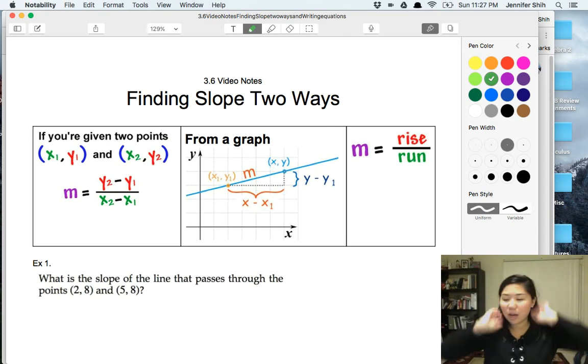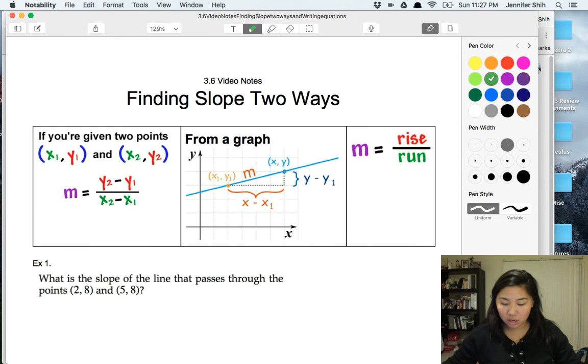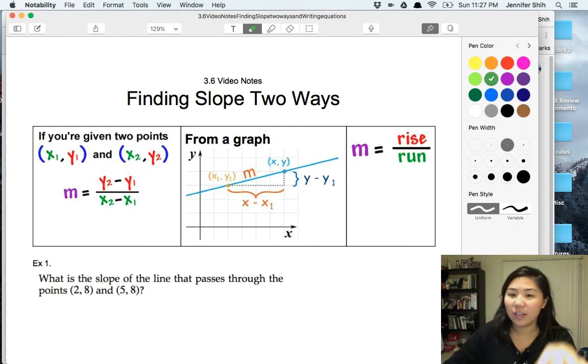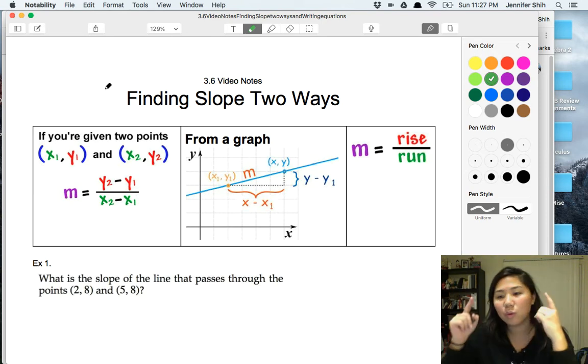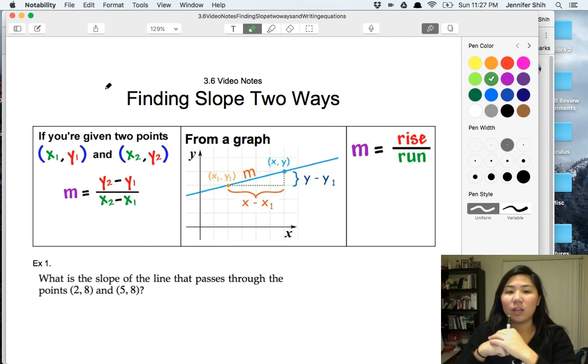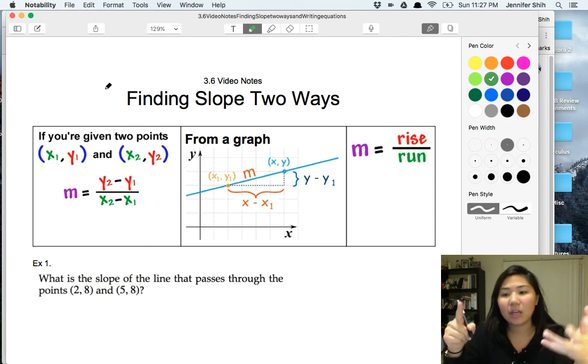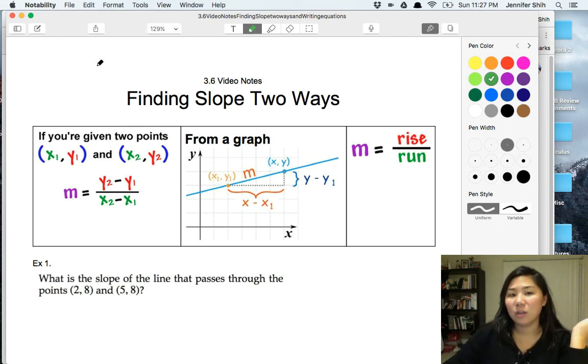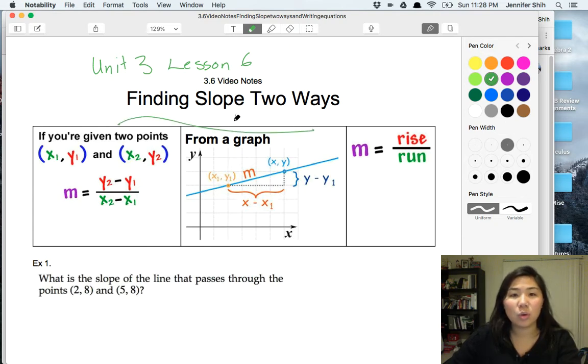Hello, today we're going to take some notes on lesson 6. It's an extension of the lesson from class today. So in your notes, you can draw in your Cornell boxes so that you have a space for a summary and you have a place for big ideas. And then you can title your notes Unit 3, Lesson 6, and we are going to find slope in 2 ways today.